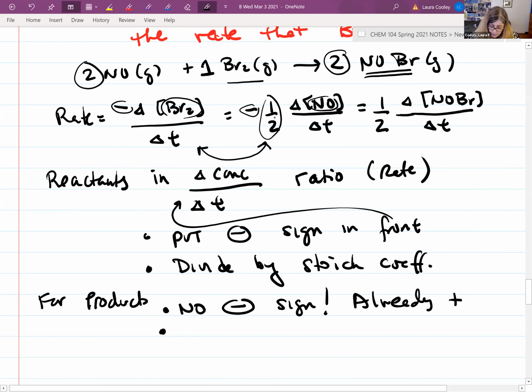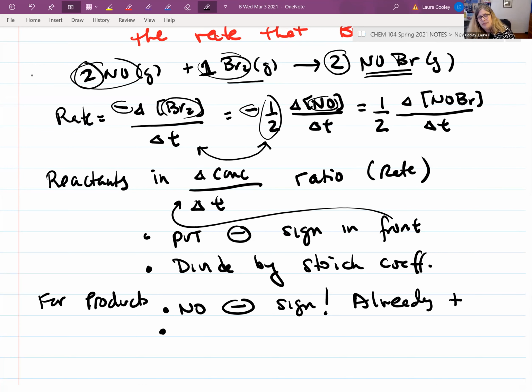And if I didn't put the half here, delta Br2 over delta t and delta NO over delta t would be different numbers, because with NO having this 2 here, 2 of these react with every one of these. That means every time you're losing a bromine, you're losing 2 NOs. So that's disappearing twice as fast. We have to put the loss of those reactants on equal footing, and we do that by dividing by the stoichiometric coefficient. Because bromine has a stoichiometric coefficient of 1, you don't have to do it for bromine. Do you get that better now?